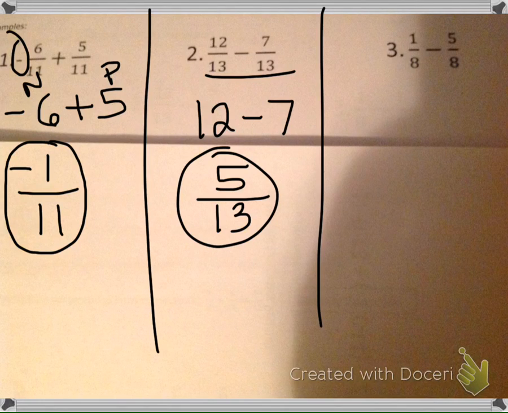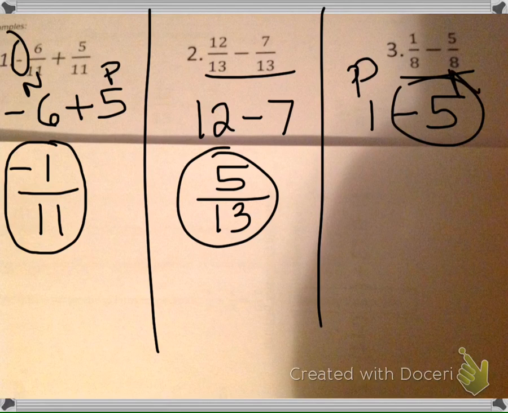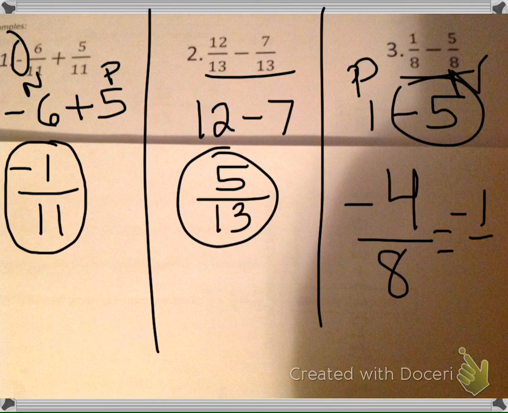Okay, and on the next one we have the same denominator, 8, on both of those. So we have 1 minus 5. Now let's think about our integer rules. 1 is a positive. We're going to think of this as a negative 5. So we have different signs, subtract. 5 minus 1 is 4, and 5 is your bigger number, so that's a negative 4 over 8. And that simplifies to negative 1/2.